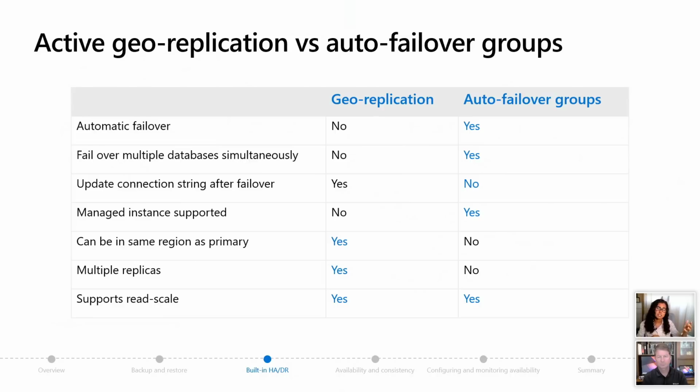And additionally, with geo replication, you can have a replica that's in the same region as the primary, which is not something you can do with auto failover groups. So there are a lot of differences to consider, but really we're just giving you this information so you can make the best decision as it applies to your scenario. And we thought, let's dive a little bit deeper into the architectures here.